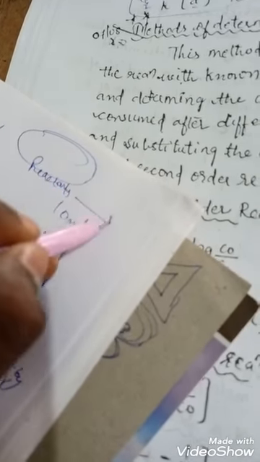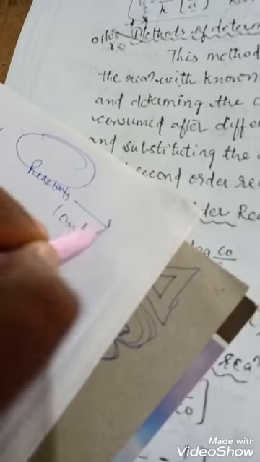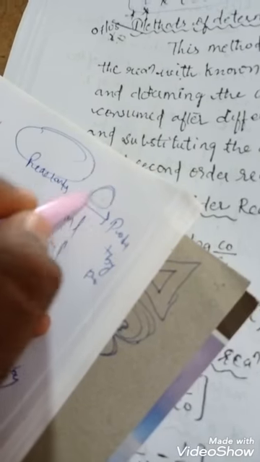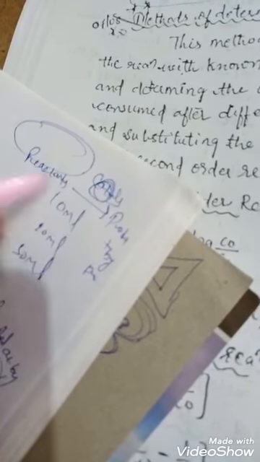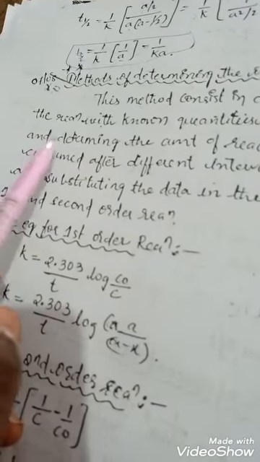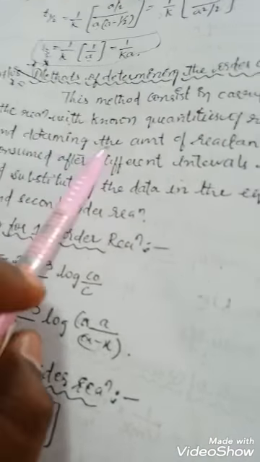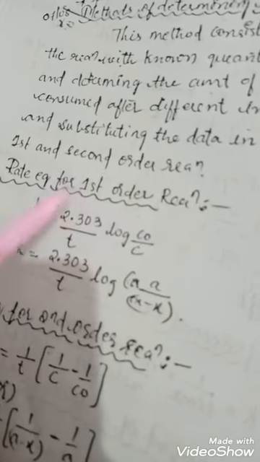In this reaction we have reactants which react to form products, and also byproducts. This is the catalyst. We know the reactants, and we determine the amount of reactant consumed after different intervals of time, and substitute the data in the equations for first and second order reaction.